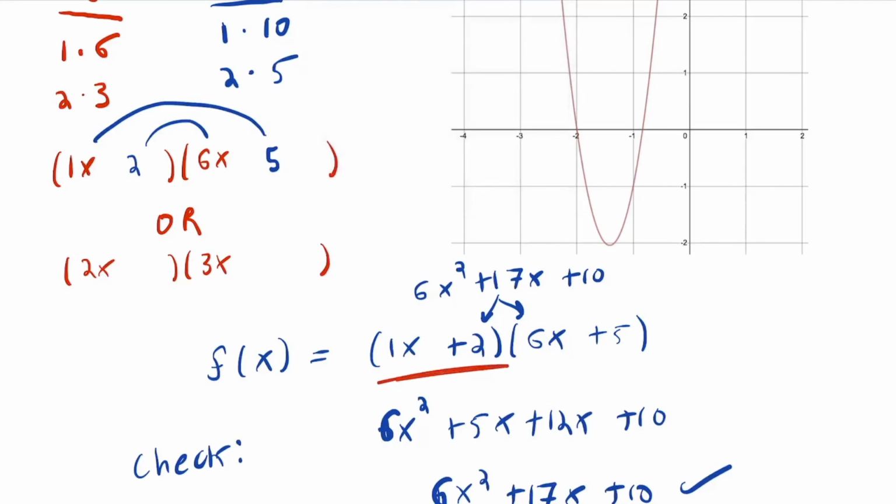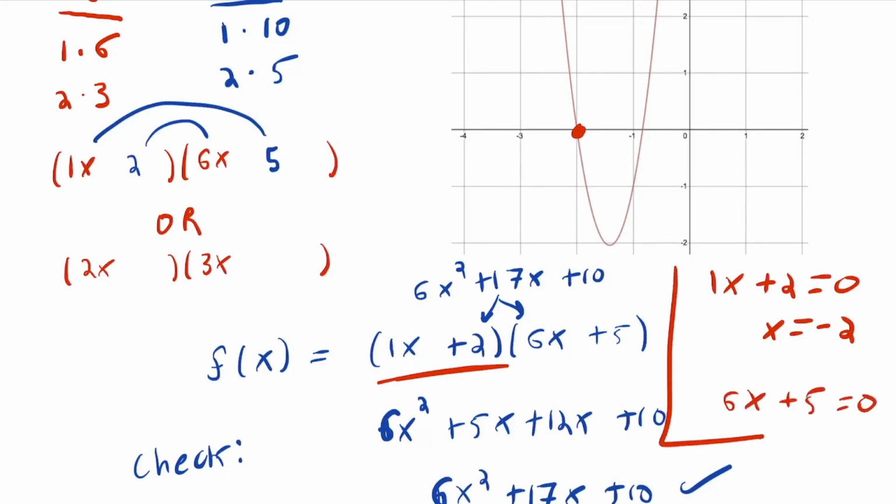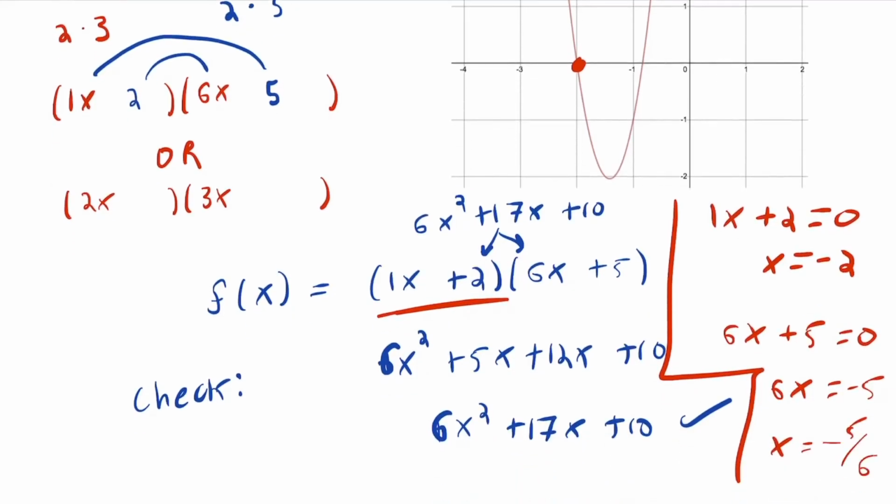Using the zero product property, 1x plus 2 would be equal to 0 when x equals -2. So that checks out. 6x plus 5 would be equal to 0 when 6x equals -5, or when x equals -5/6. And so that right there is going to be -5/6, comma 0. This right here is going to be -2, comma 0. That is the zero product property.